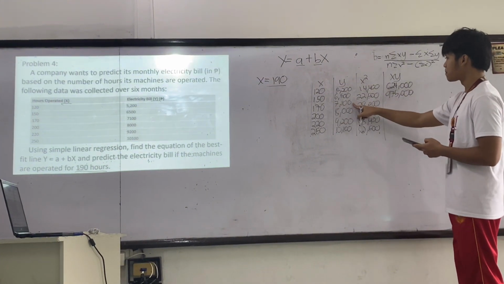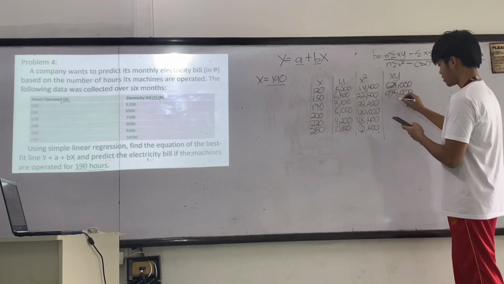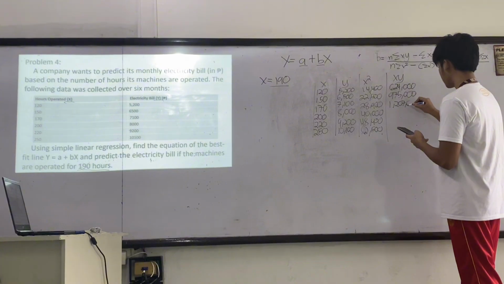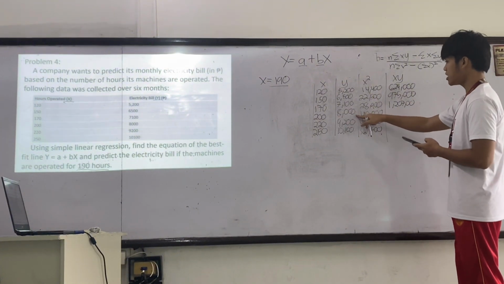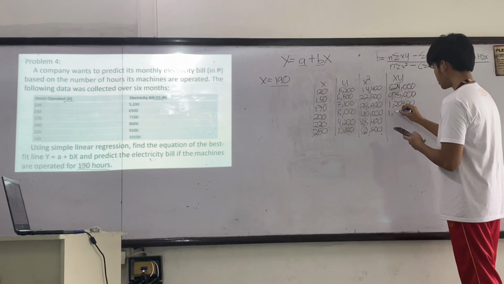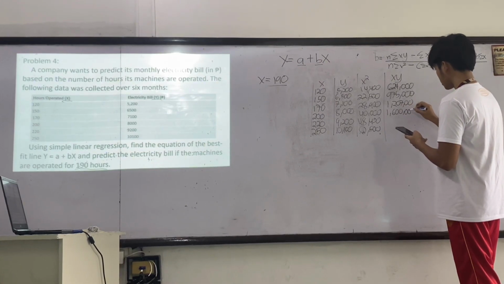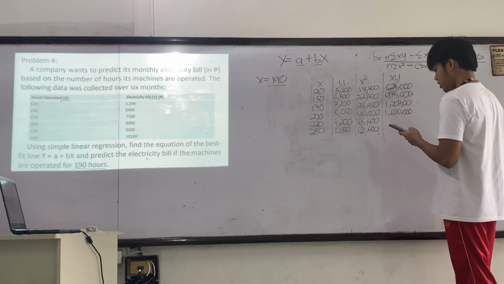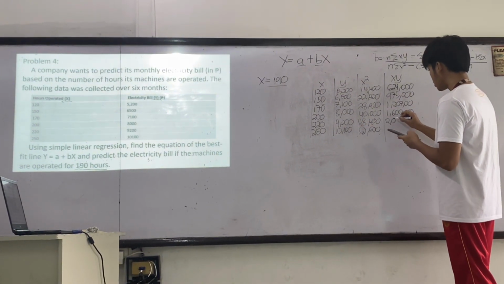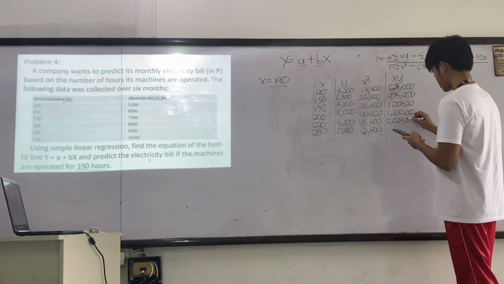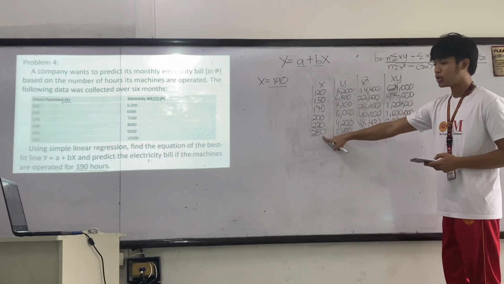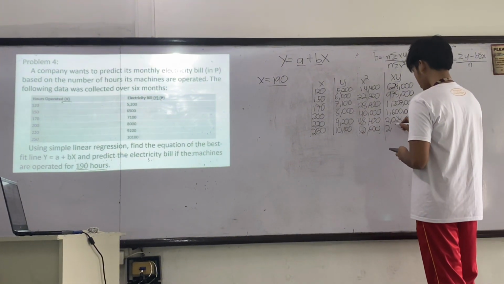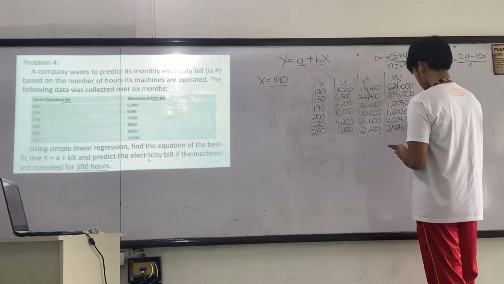170 times 7,100 will be 1,207,000, and 200 times 8,000 will be 1,600,000, and 220 times 9,200 will be 2,024,000, and lastly 250 times 10,100 will be 2,525,000.